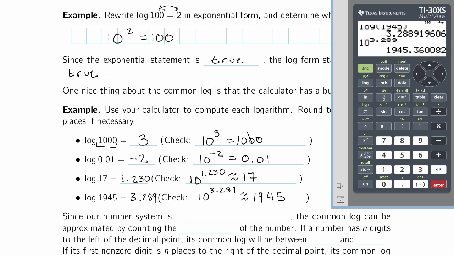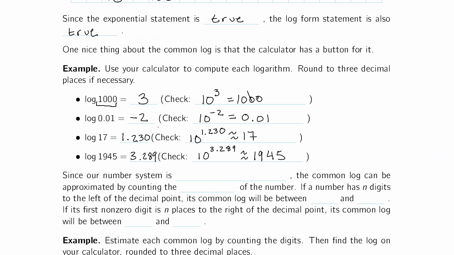Okay. Why the log base 10? Why is that the log that they pick to put onto the calculator? And the answer has to do with our number system. Our number system is also base 10. Right, so that's why we have a ones place and a tens place and a hundreds place. Or to the right of the decimal point, we have a tenths place and a hundredths place. Because our number system is base 10, the common log describes what the number looks like. In fact, the common log can be approximated by counting the digits.